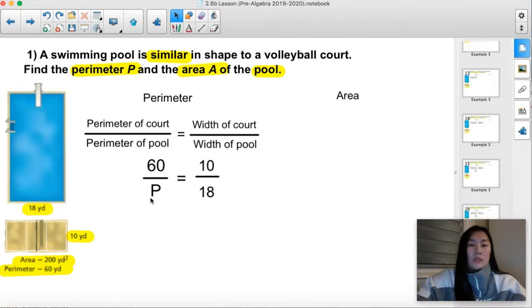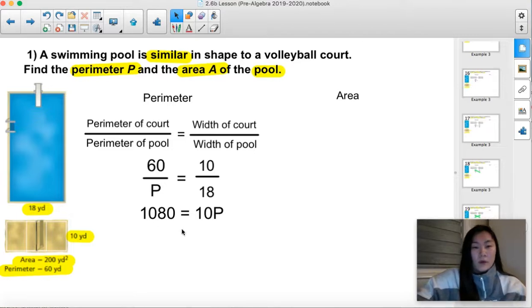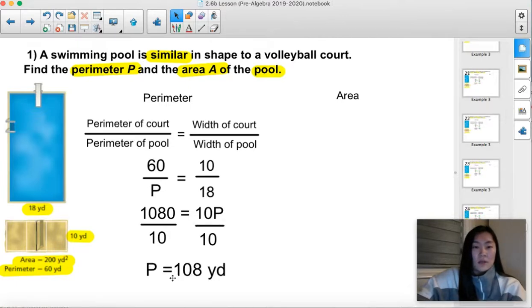What we're looking for is P, so we're going to cross multiply. And we get 10P is equal to 60 times 18, which is 1080. Then we need to get P alone, so we divide by 10 on both sides, and P is equal to 108 yards. Make sure that you put the units. And that's it for the perimeter.